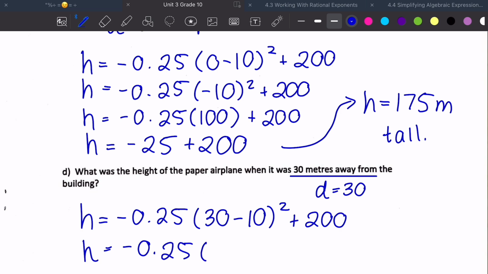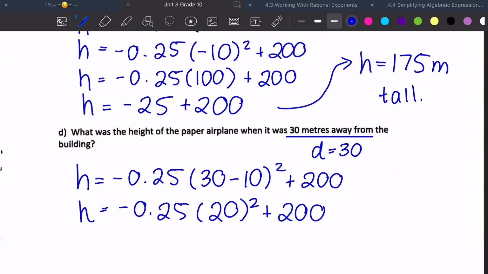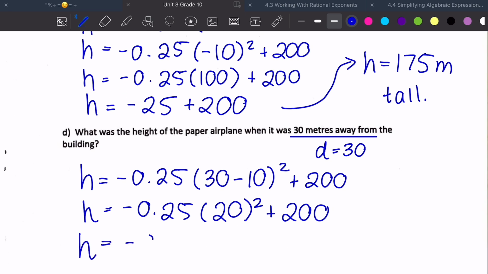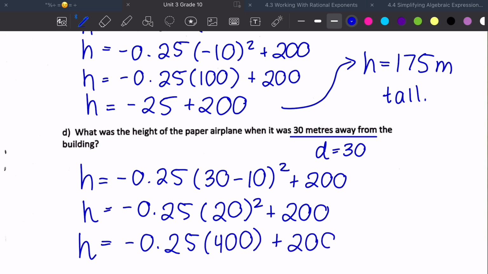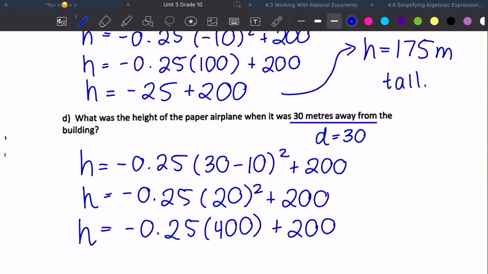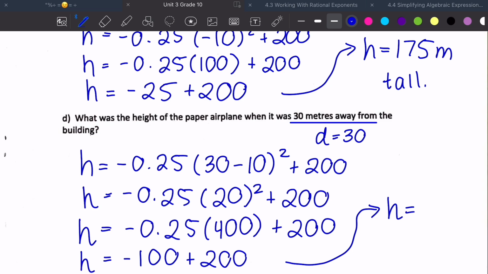This is going to give me 30 minus 10 is 20 squared. Ethan, you did this question yesterday. What did you get for this one? Oh, 100. You got 100. So this gives you negative 100 plus 200, which is just 100 meters. So it was 100 meters above the ground when it was 30 meters away from the building.